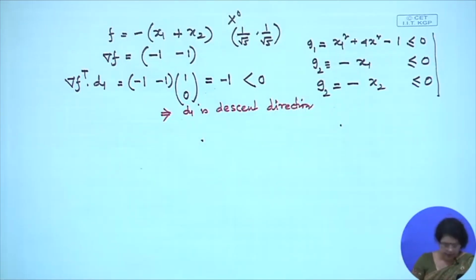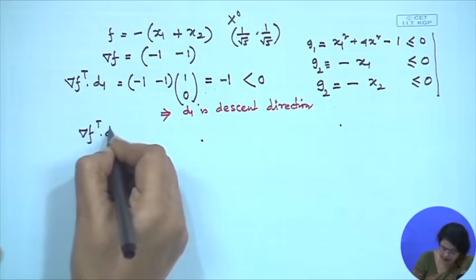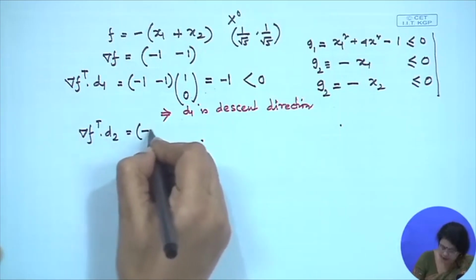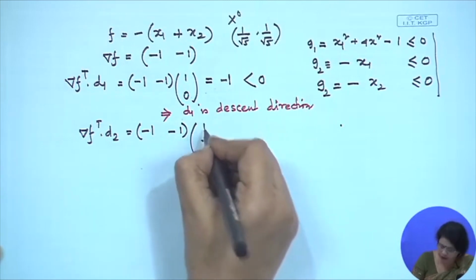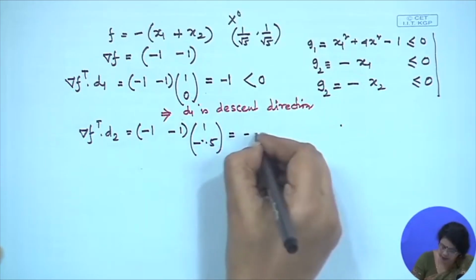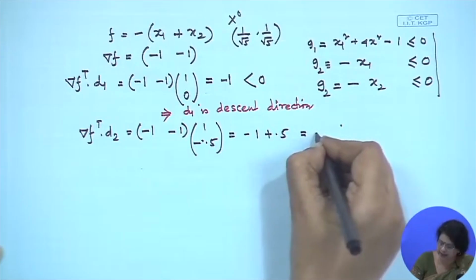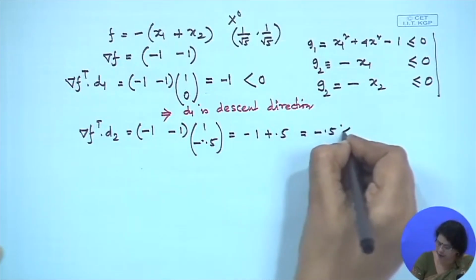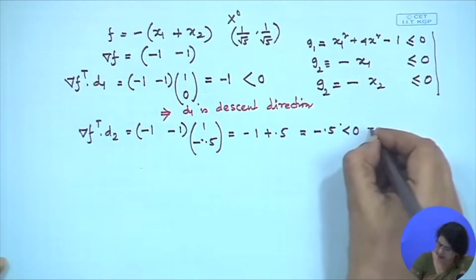All right. Let me do the same calculations for d2, d3 as well. Grad f dot d2: (minus 1, minus 1), d2 direction is (1, minus 0.5), then this is becoming minus 1 plus 0.5, that is why again this is coming as minus 0.5, less than 0. That is why again we can conclude that d2 is the descent direction.